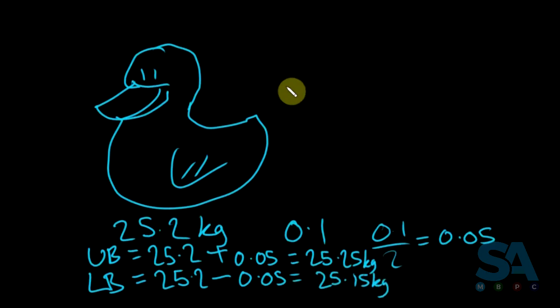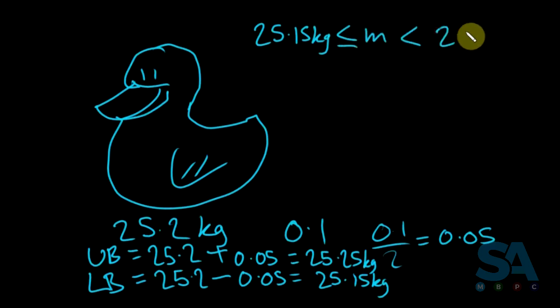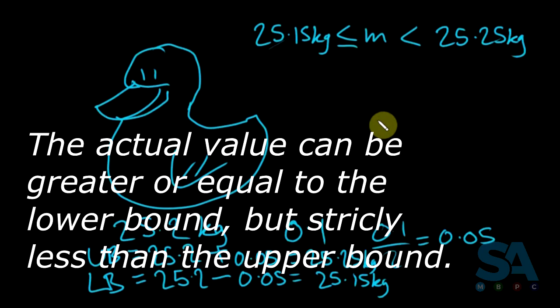So we can write the interval for the mass of this actual duck like so: 25.15 kilograms, then the mass, 25.25 kilograms. Now what this is saying here is that the mass of the duck can be within a range of values. The smallest being 25.15 kilograms, it can actually be 25.15 kilograms. And the value can be greater than this, but less than 25.25 kilograms. So the actual value is greater than or equal to the lower bound, but strictly less than the upper bound.